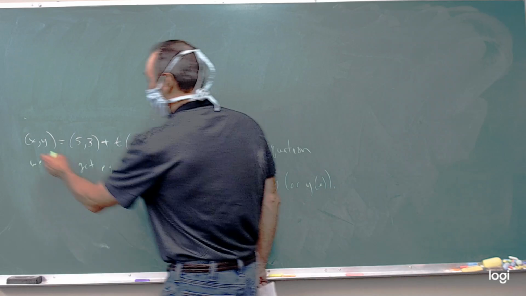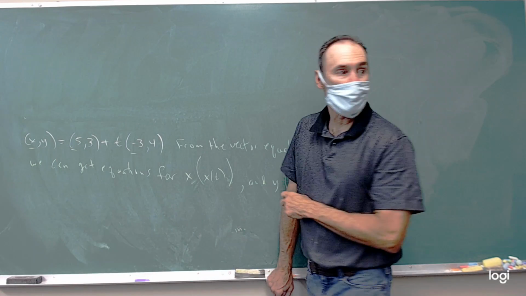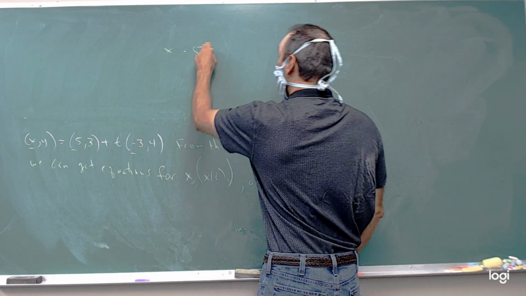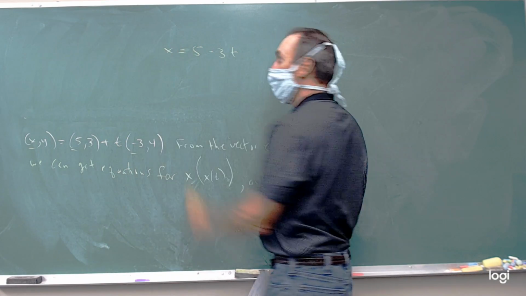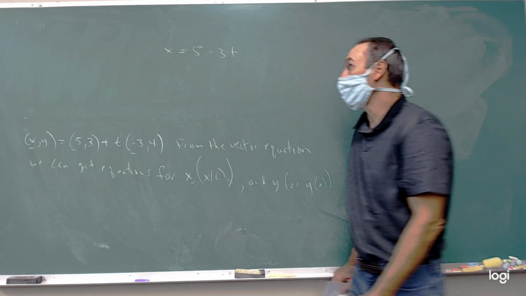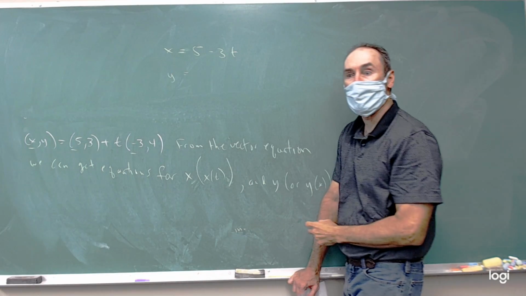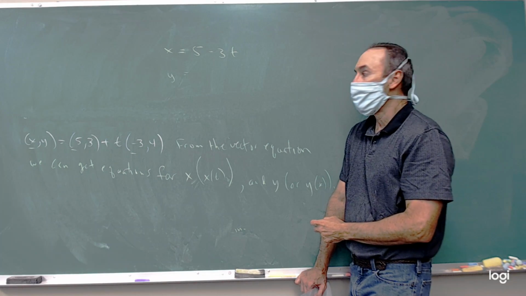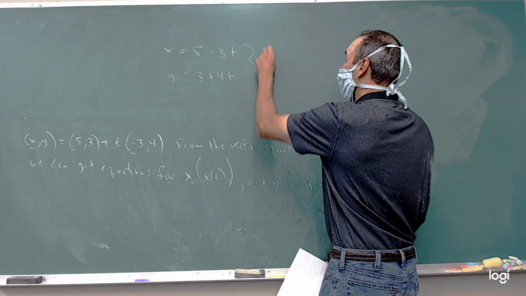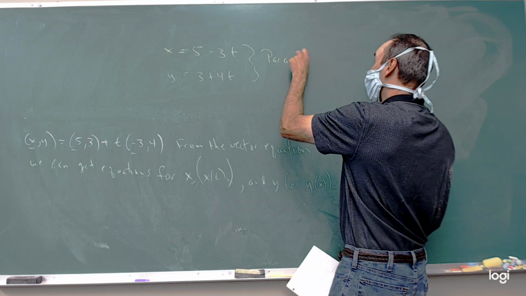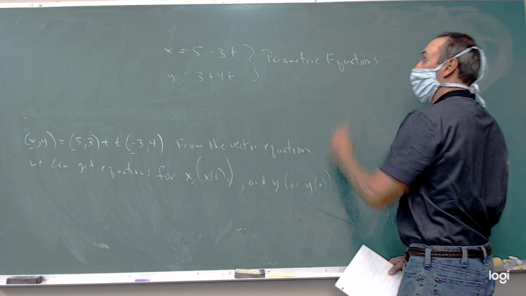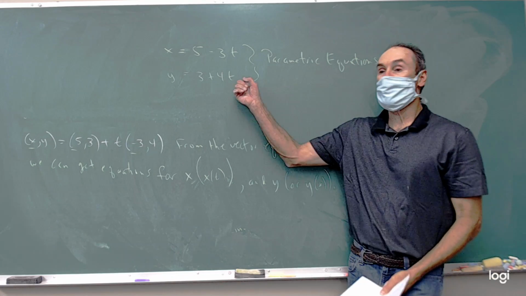So we can say that the x is going to be 5 minus 3t. Does that make sense? Where I got that from? Need nods of heads. And then we can get, what's it going to be for y? Y is equal to 3 plus 4t. 3 plus 4t, exactly. Now these are known as parametric equations. And t is the parameter.